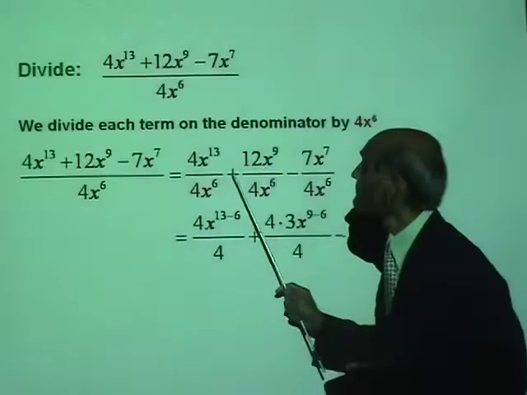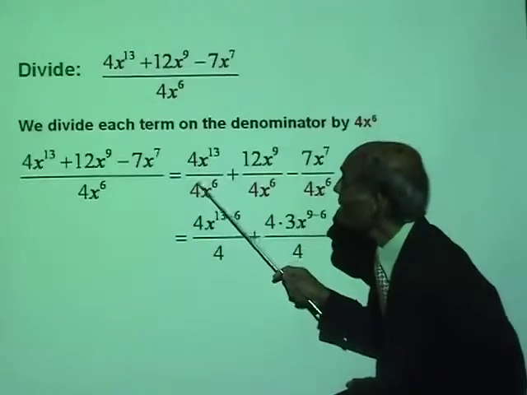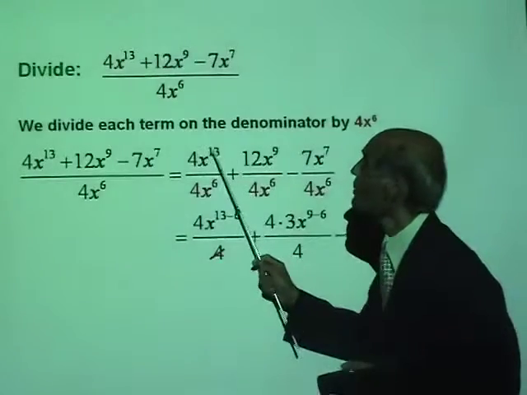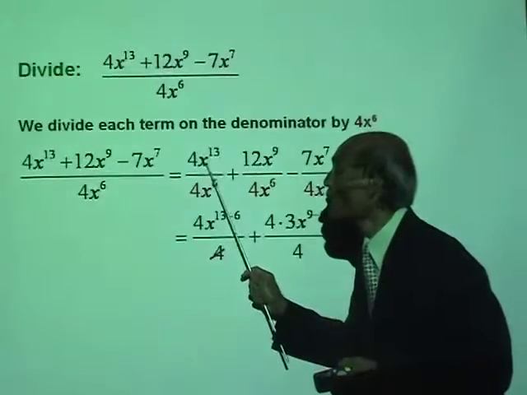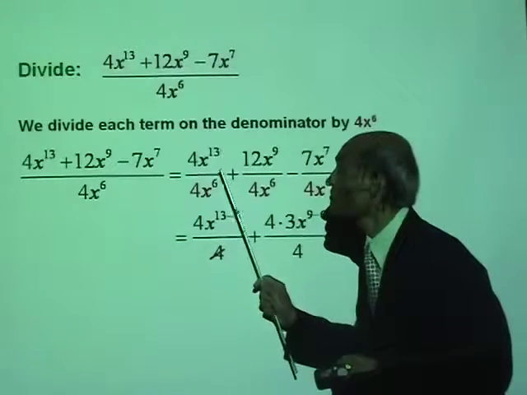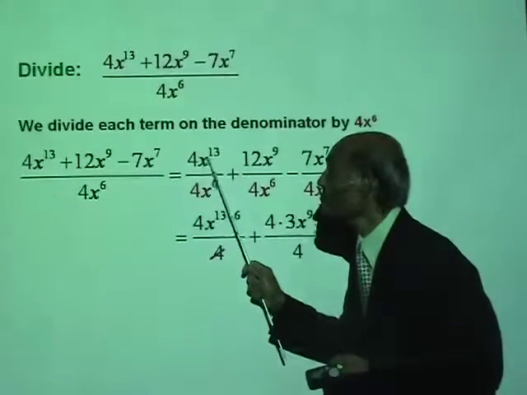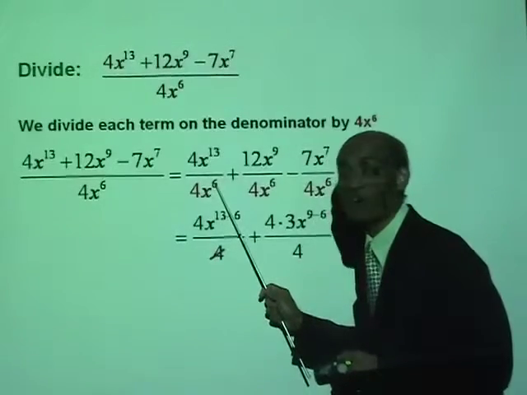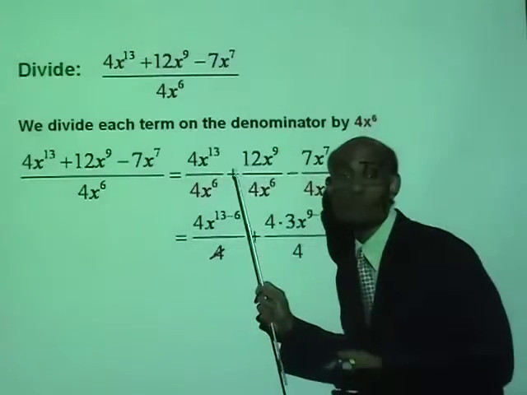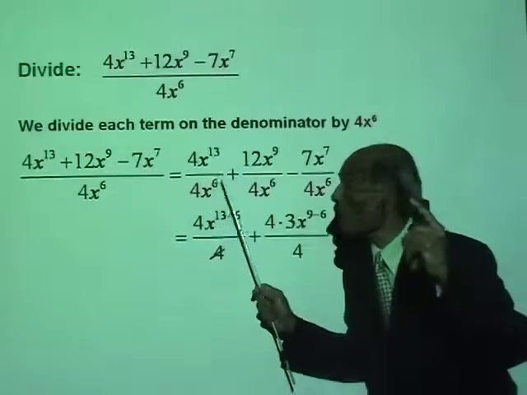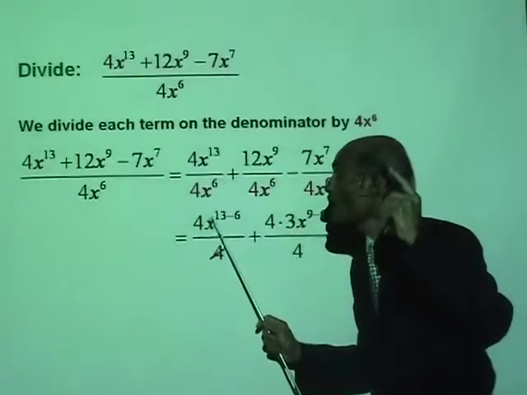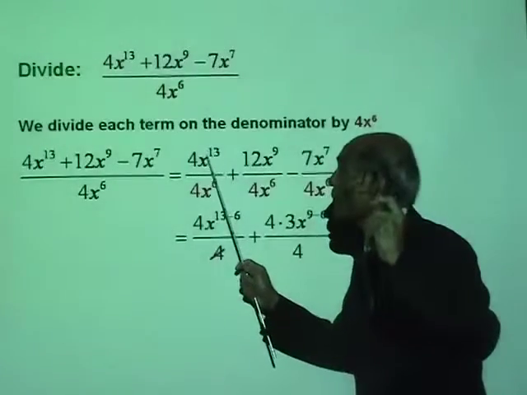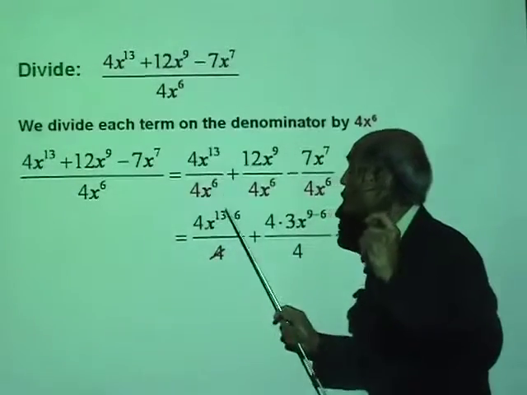What that will be, we can now apply the quotient rule here. Is that right? Quotient rule. What is the quotient rule here? x to the power of 13 on the numerator, x to the power of 6 on the denominator becomes what? The numerator power is greater. So the answer stays on the numerator as x to the power of 13 minus 6.